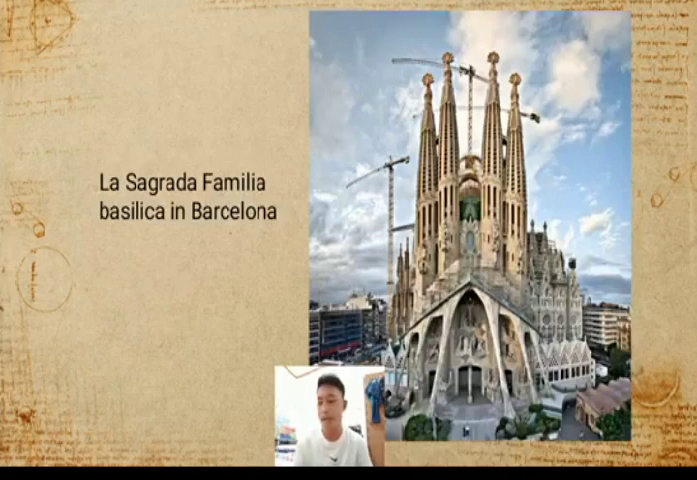Last, we have the Sagrada Familia Basilica in Barcelona. In March 1882, construction of the Sagrada Familia began under architect Francisco de Paula del Villar.